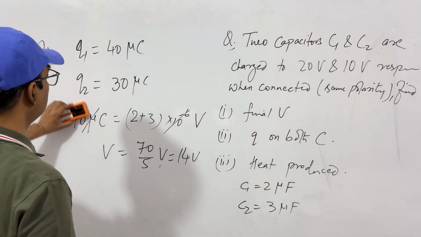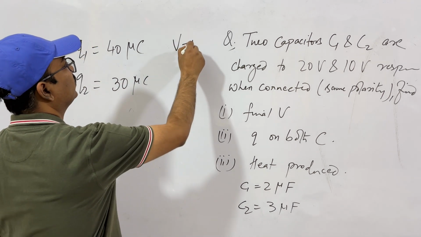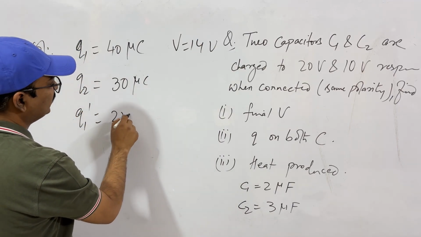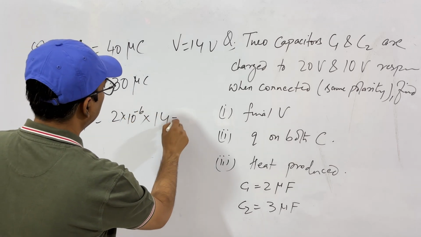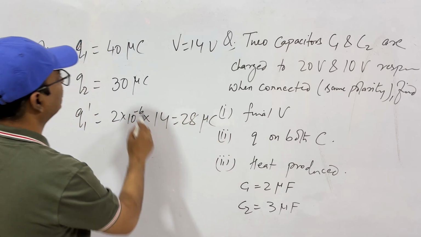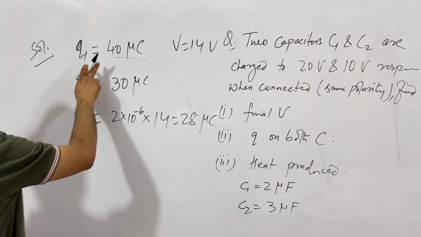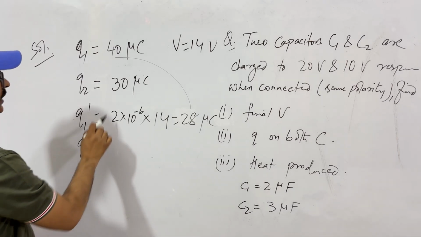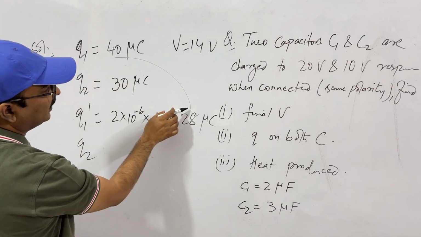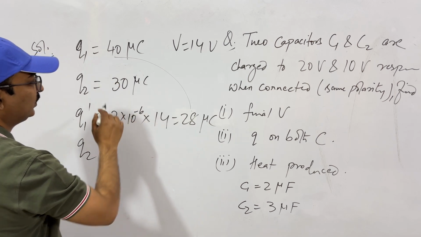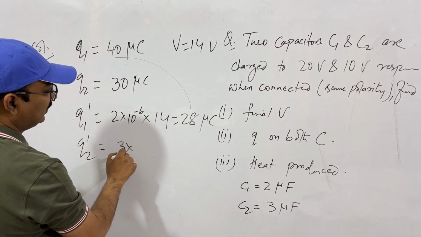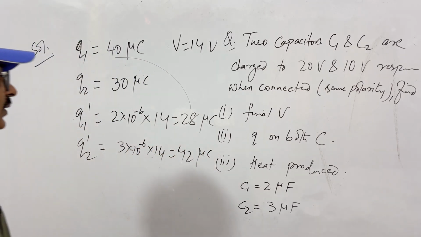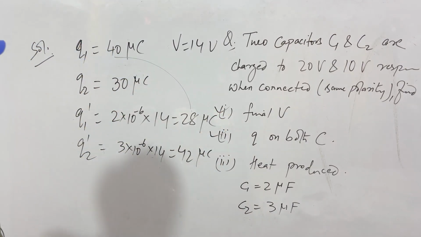Now what will be the final charge? The final potential is 14 volts. What will be Q1 dash? It will be C1, that is 2 into 10 to the power minus 6, into V, that is 14. So this comes to 28 microcoulombs. Obviously from 40 to 28, there is a flow of 12 microcoulombs from the first capacitor to the second. So the second has added 12 and will become 42. Let's see, Q2 dash will be 3 microfarads into 14, that is 42, as expected. Okay, so we have found the final V and Q on both, and now we'll have to find the heat produced.